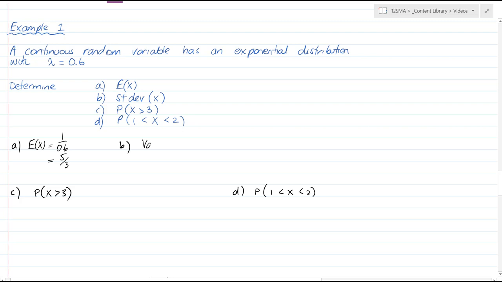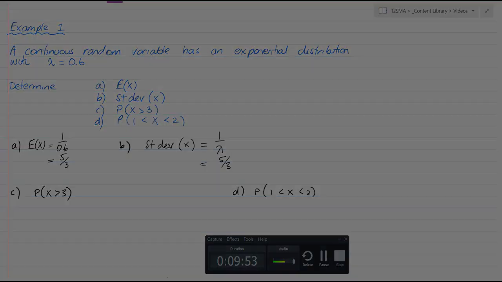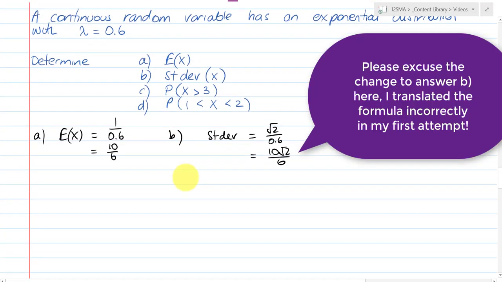And our variance, our standard deviation, my apologies, of x is just equal to 1 over lambda as well. So good times. And so this is equal to 5/3 as well. So we've got our exponential probability density function values for expected value and standard deviation based on this particular case, based on our formulas. And then we have our probability as well.